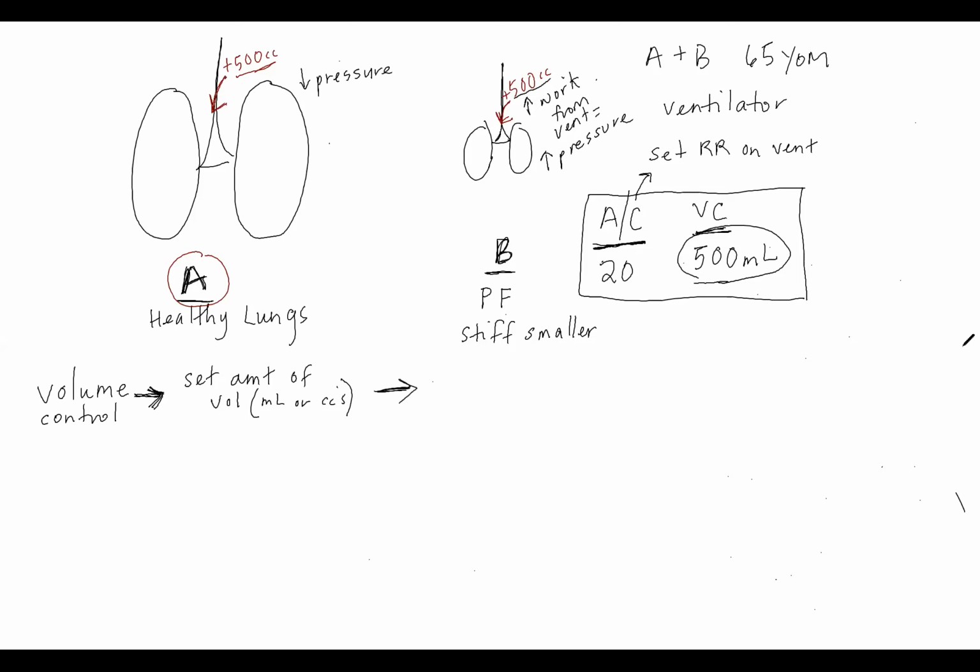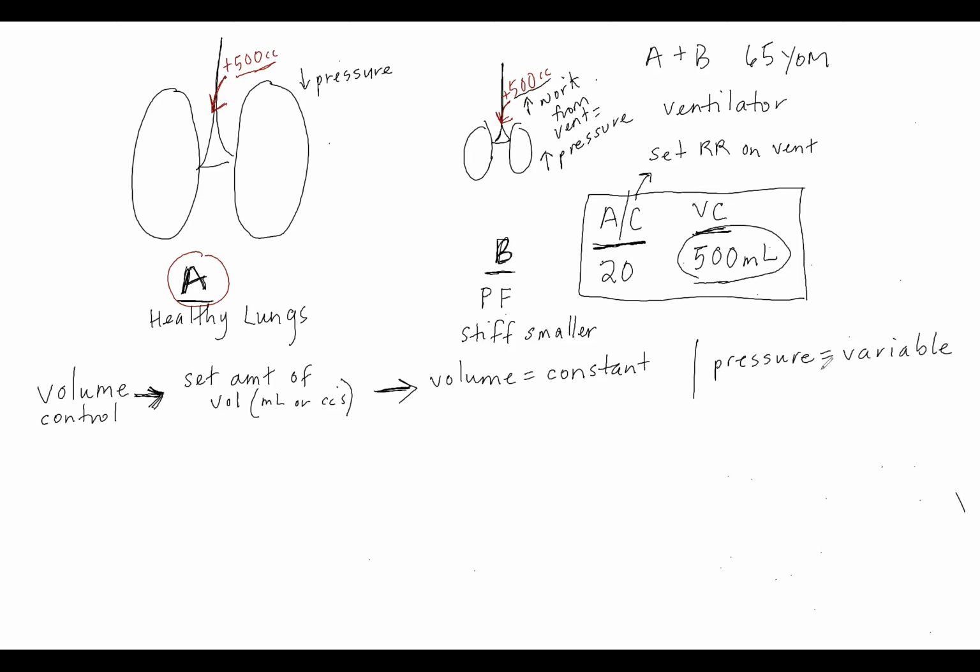So what does that equal out to? It equals out to, in volume control, your volume is always constant. And it won't be exactly 500 cc's of air every single time, but it will be very close to that. It will be somewhere around that, 480, 513, something very close to that. Your volume is always constant, and your pressure is always going to be variable. So your pressure is changing from patient to patient, from breath to breath.